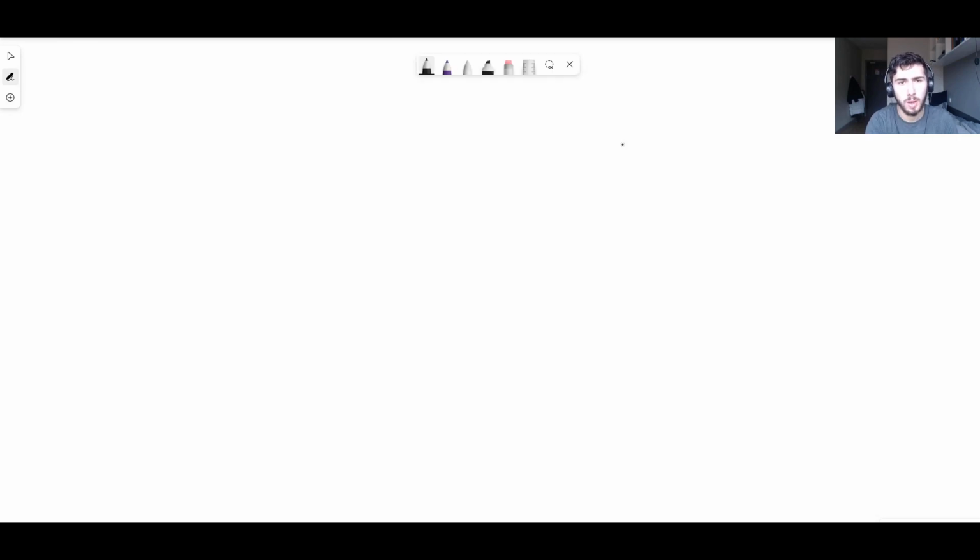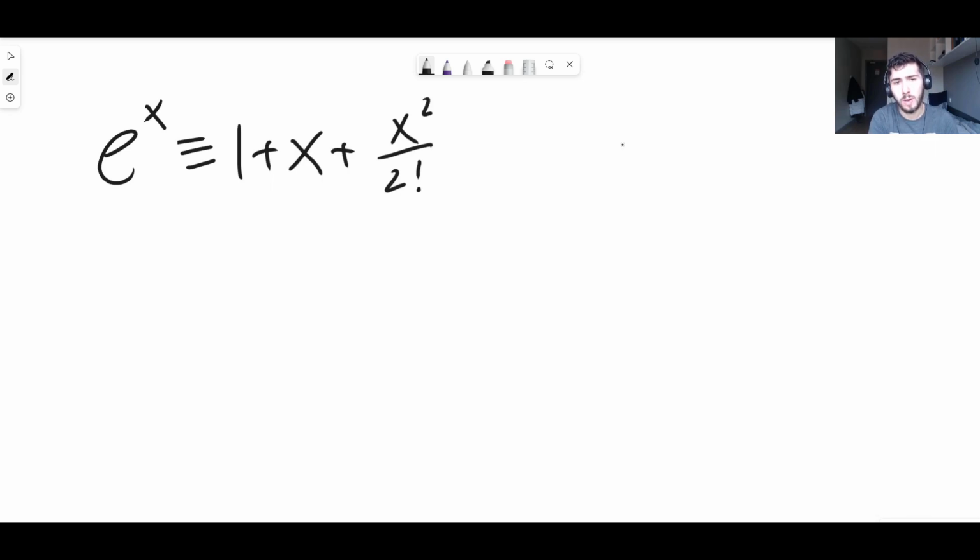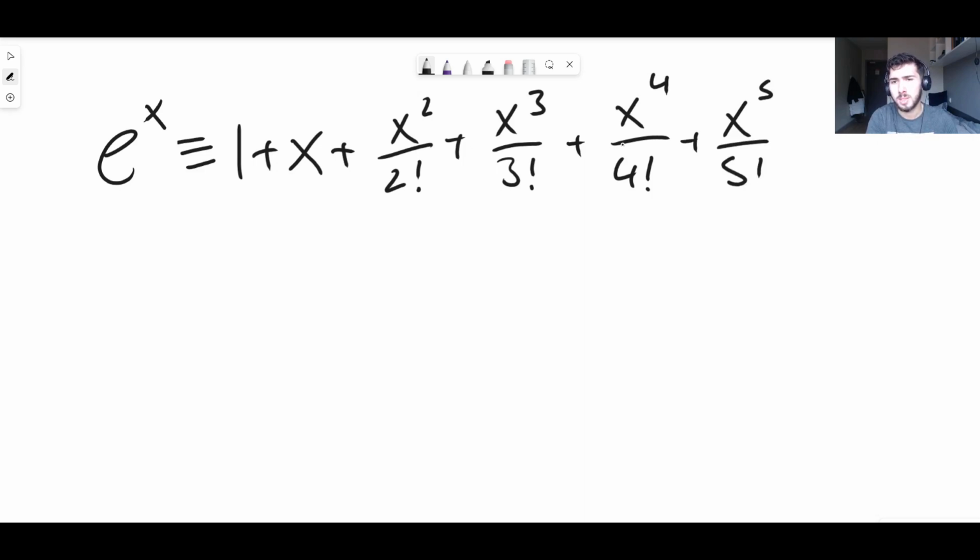Really, really cool stuff. First thing we're going to do is consider e to the x. We know what e to the x is. Remember, I've already written it down, but I'll write it down again. e to the x is 1 plus x squared over 2 factorial plus x cubed over 3 factorial. And this just goes on forever. x to the 4 over 4 factorial plus x to the 5 over 5 factorial plus x to the 6 over 6 factorial.